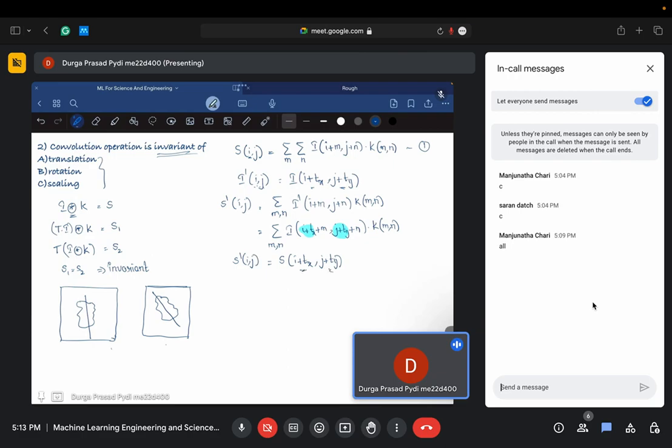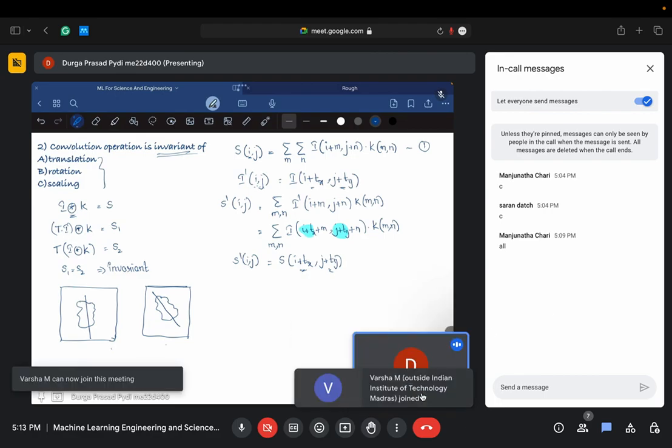So convolution is invariant to translation, which means you don't need to have translated images in your data.